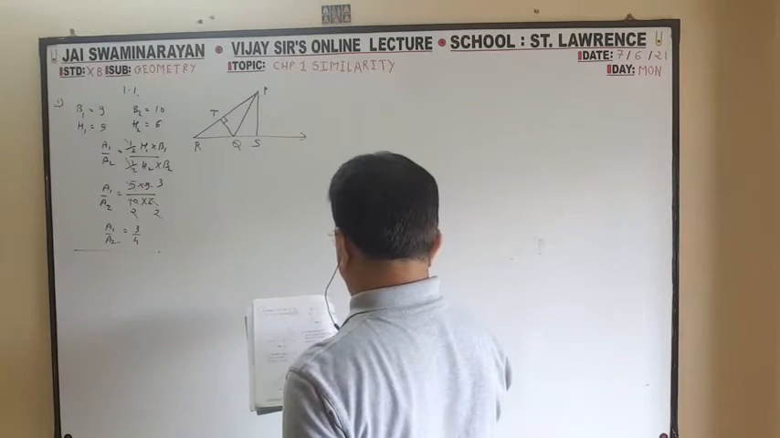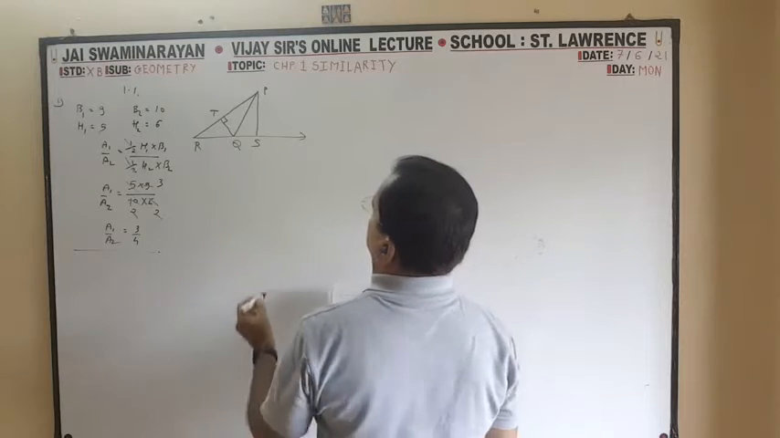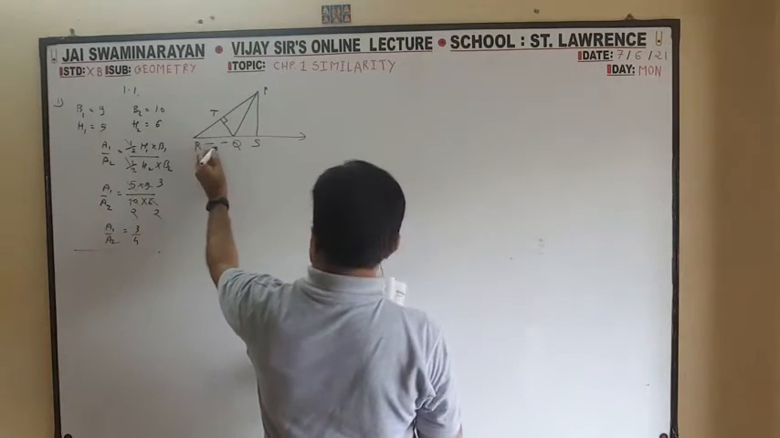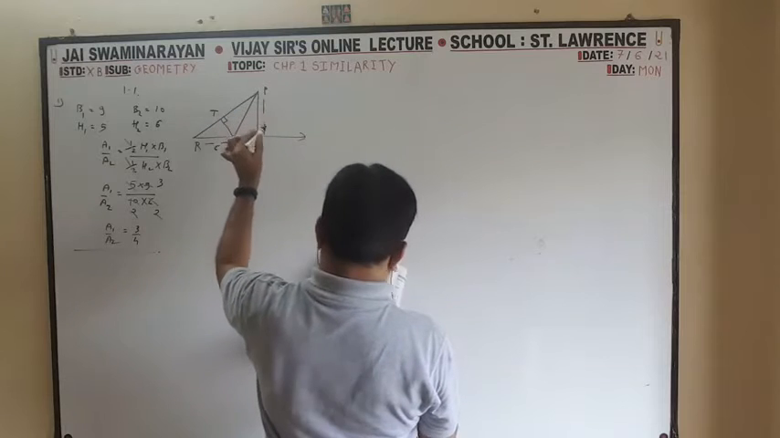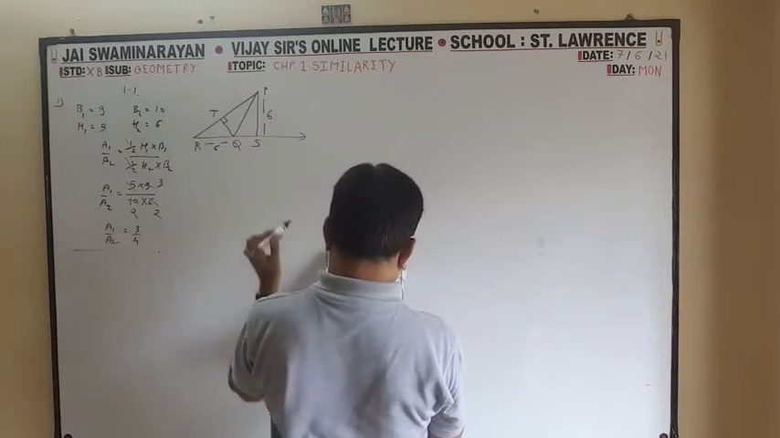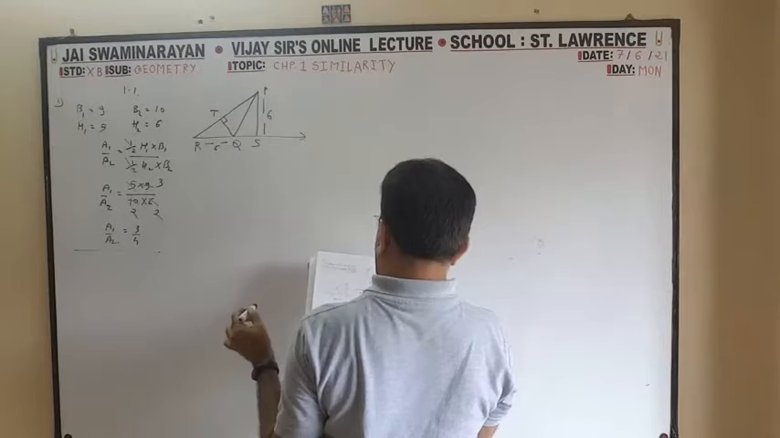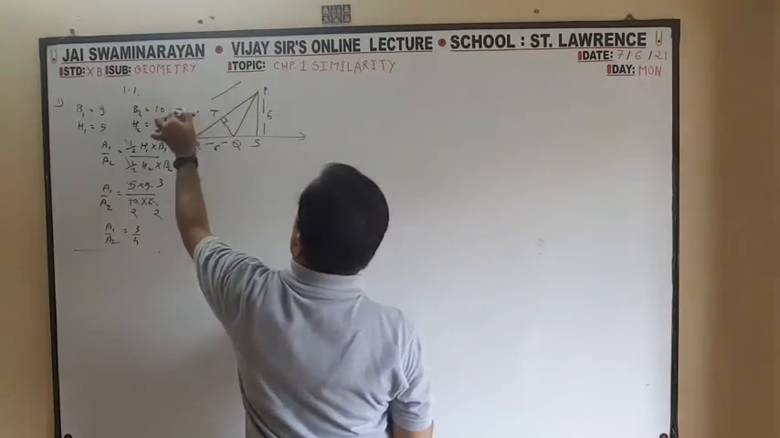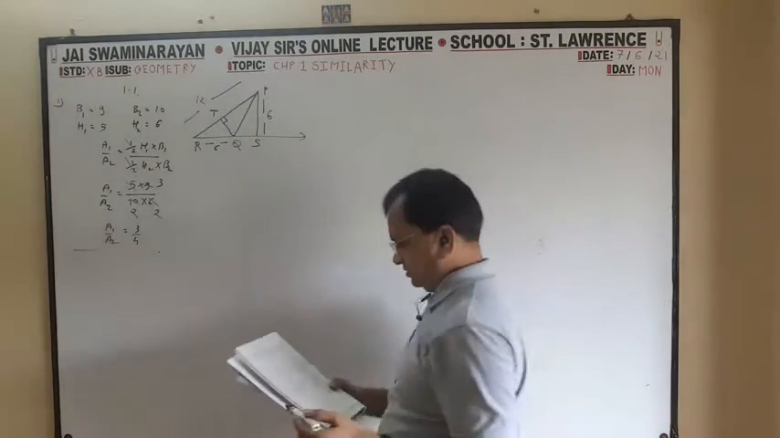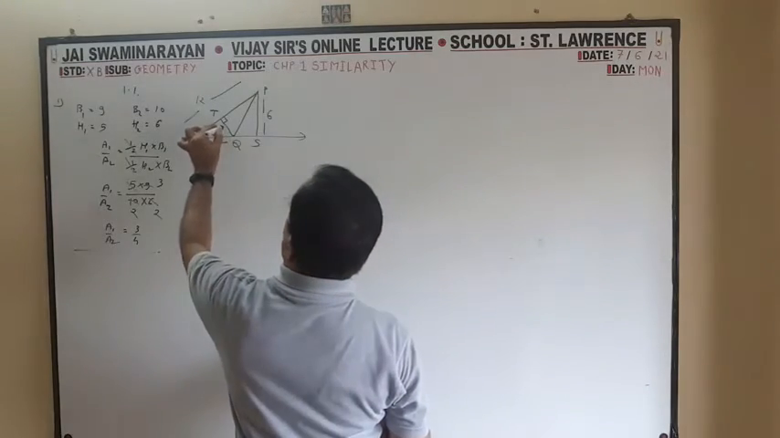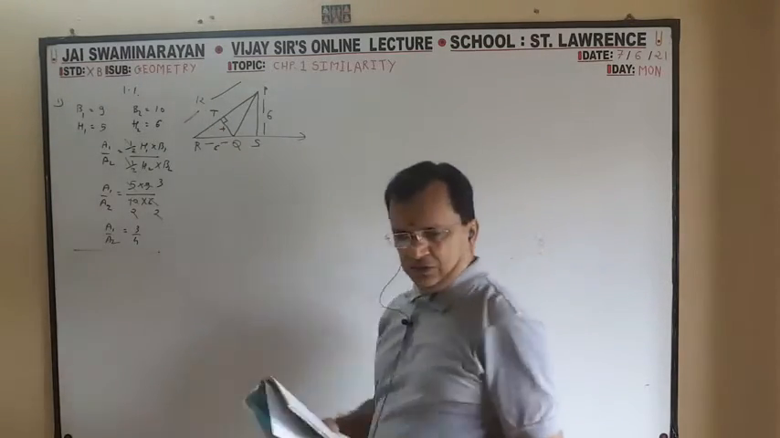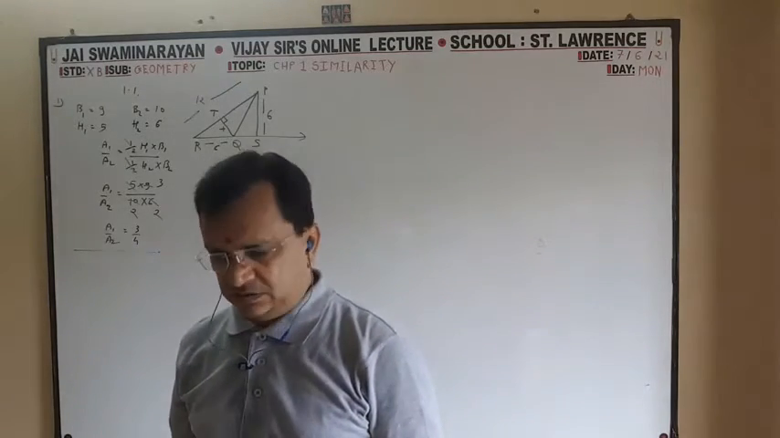In this triangle, RQ, this much is 6. PS height is 6. PR, this much is 12. Find QT. QT is X.